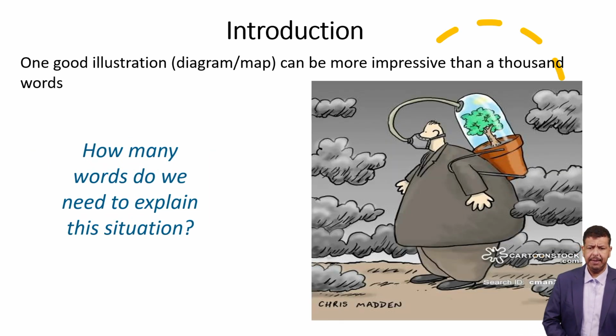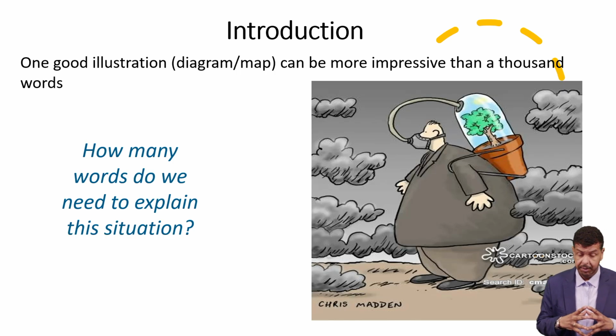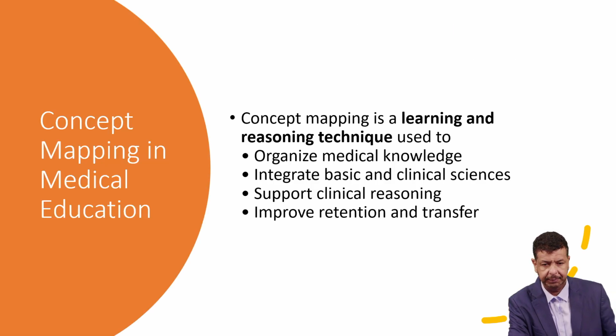Let us see this picture. How many words do we need to explain this situation? Some of you may explain the pollution, the tree, taking care of the environment, and so on, selfishness. You can explain a lot of things from this photo. And this is the power of using diagrams and figures in the study process.